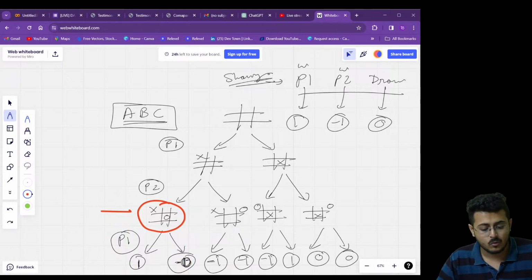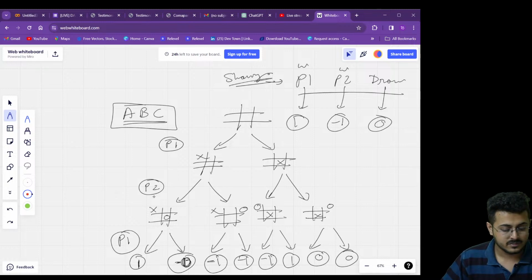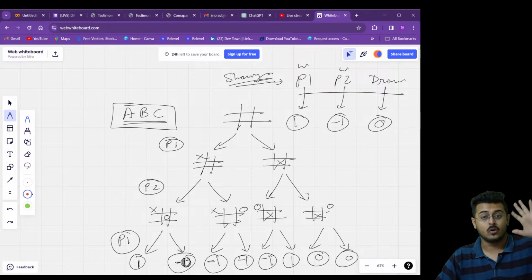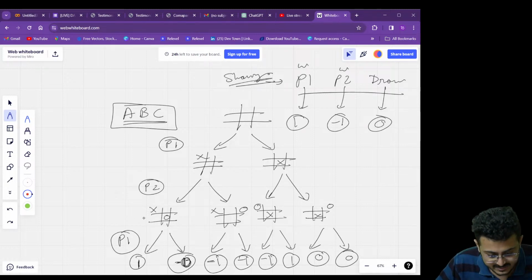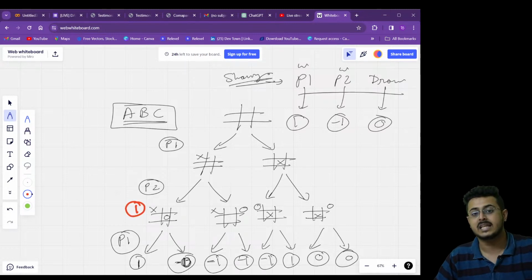So no matter what happens in the entire world, if we are at this particular game state, we are always going to win. So this game state will also have a value of 1. Because if we reach here, we are always going to go towards left. We are always going to win at the end of the day.